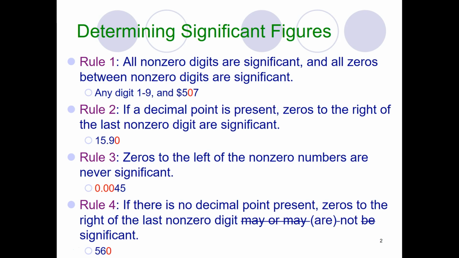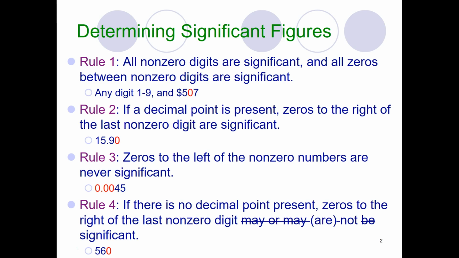So this number, 560. Well, I know right off the bat the 5 and the 6 are significant. The only one I'm not sure about is the 0. When I look at that number, I do not see a visible decimal point. I don't see a period in that number. So there is no decimal point present. According to my rule here, zeros at the end, zeros at the right, are not significant. So 560, the way it's written right there, only has 2 significant figures.